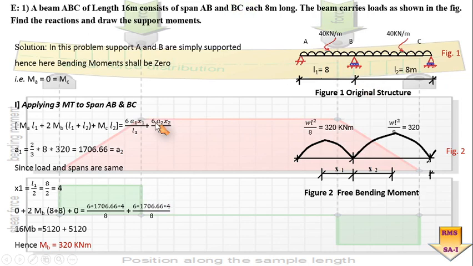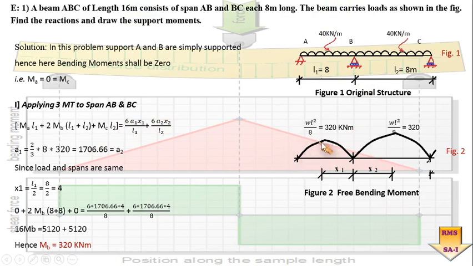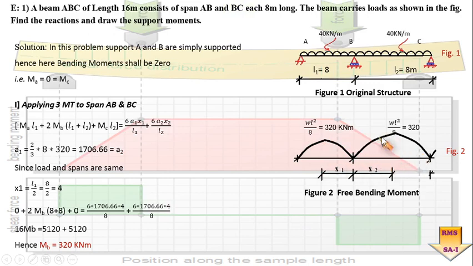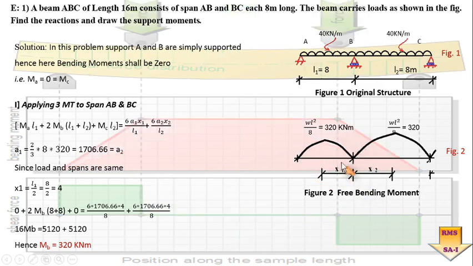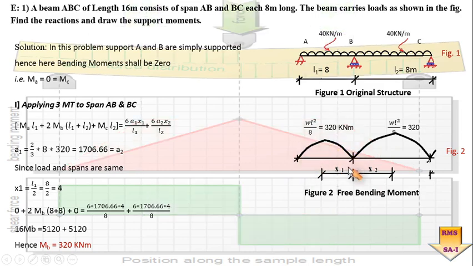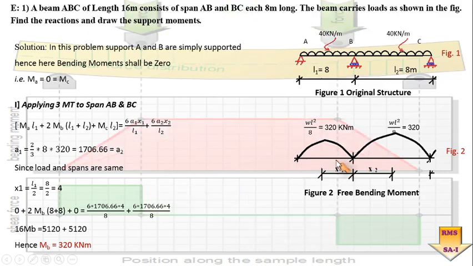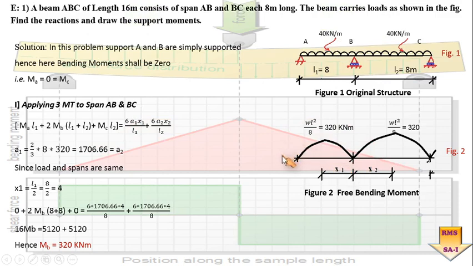As far as the right hand side is concerned, the values of A1X1 are to be found out. A1 is the area of the free bending moment diagram for the first span, whereas A2 is the area of the free bending moment diagram for the second span. And for the X1 and X2 values, as I told you earlier, the free bending moment diagram in this problem is symmetrical. So whether you calculate X1 from this end or that end, it does not matter, because it is going to be equal to L by 2. Is it okay? Now moving ahead, we'll work out the values one by one.